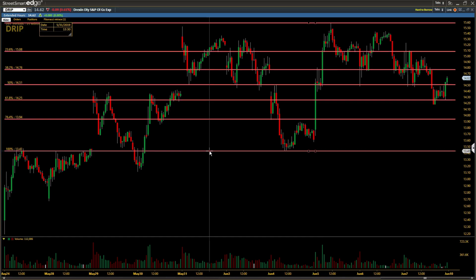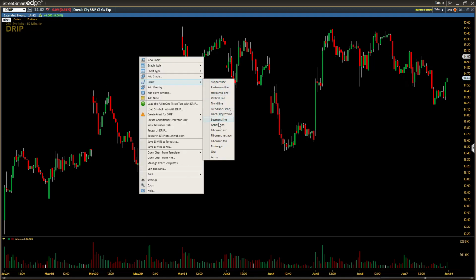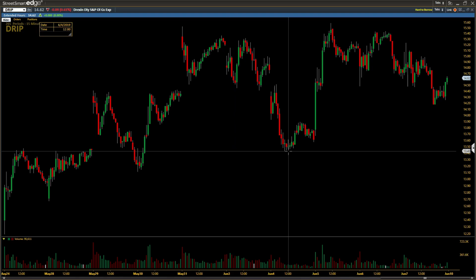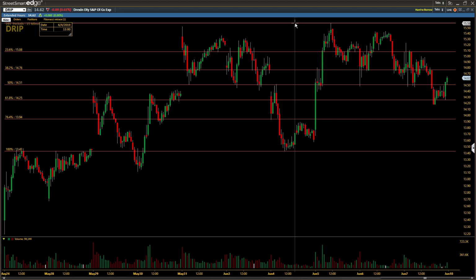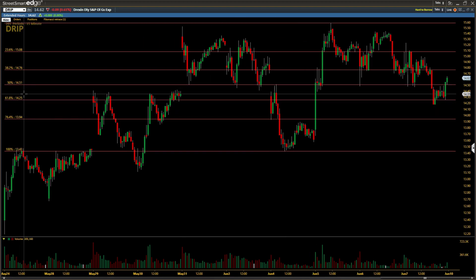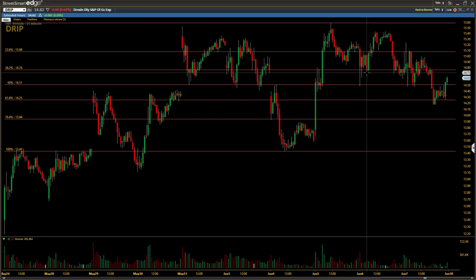We'll plot this out all over again here on DRIP. I'll go to Draw, Fibonacci Retracement. Again, I like to go from the swing low all the way up to the swing high. And you see how it calculates it all right here on the left side. I do it from the swing low to the swing high because when this pulls back, these percentages make sense.